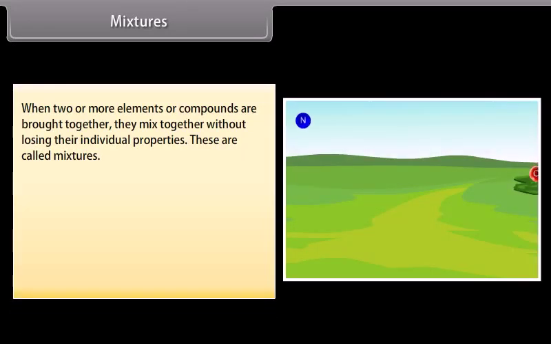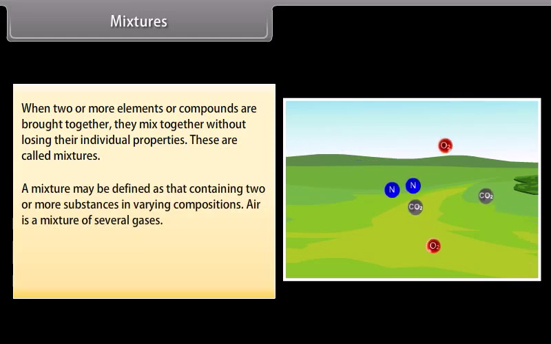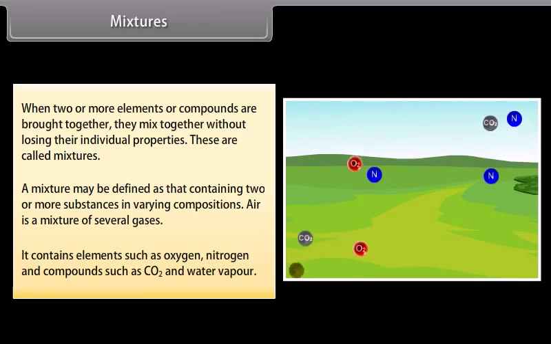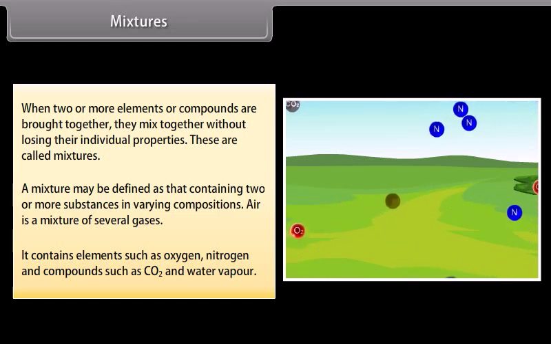Mixtures. When two or more elements or compounds are brought together, they mix together without losing their individual properties. These are called mixtures. A mixture may be defined as that containing two or more substances in varying compositions. Like air is a mixture of several gases. It contains elements such as oxygen, nitrogen, and compounds such as CO2 and water vapor.